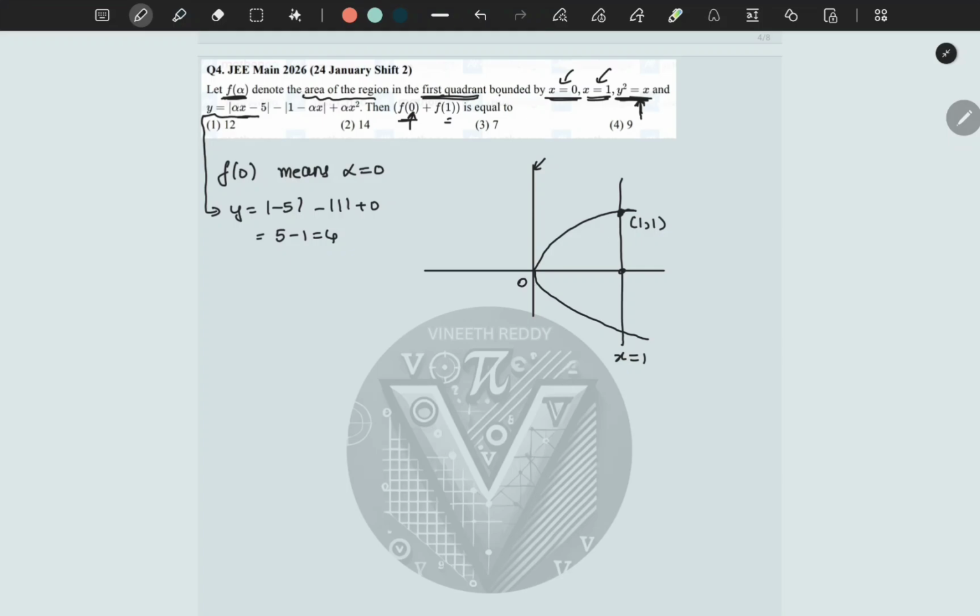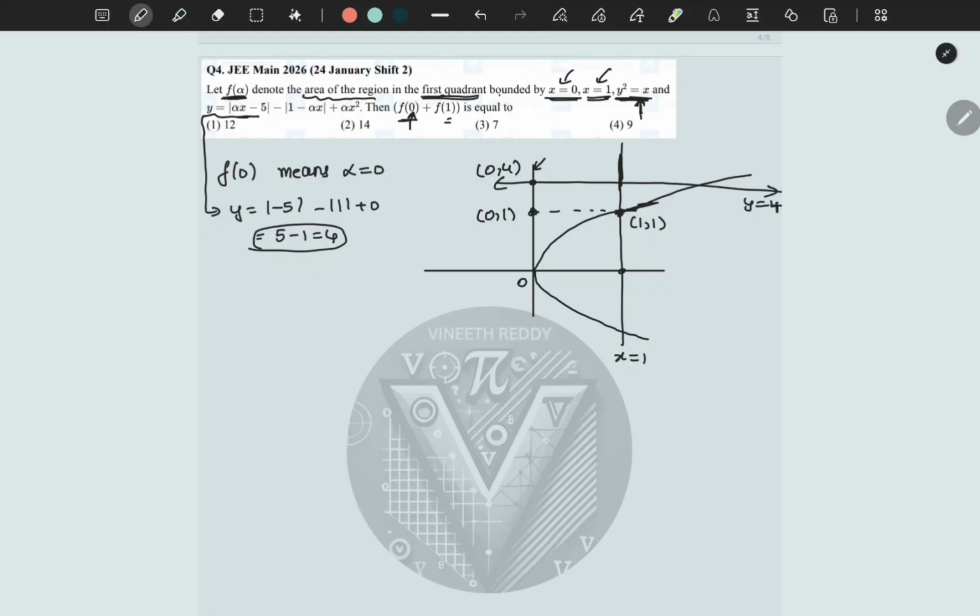Now we need to find the area bounded by this parabola and this particular line y equals to 4. So y equals to 4 will be somewhere here, because see, this point is 0 comma 1, so this point should be 0 comma 4, and this line should be y equals to 4.